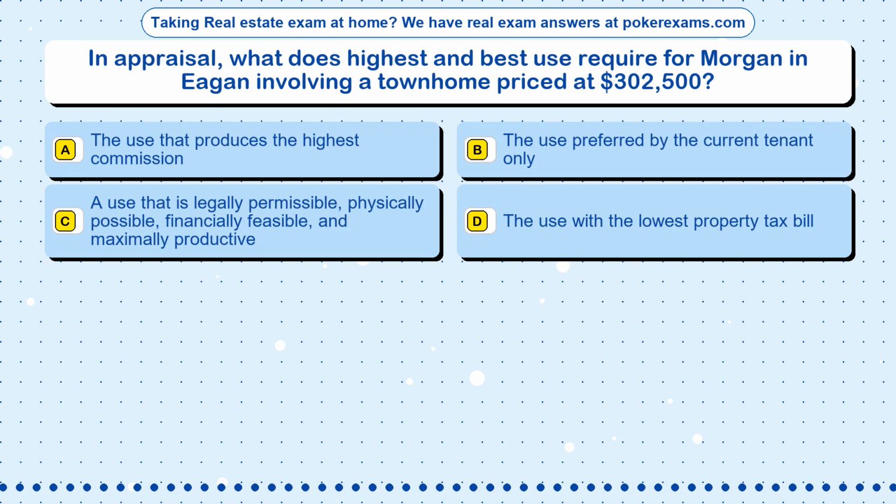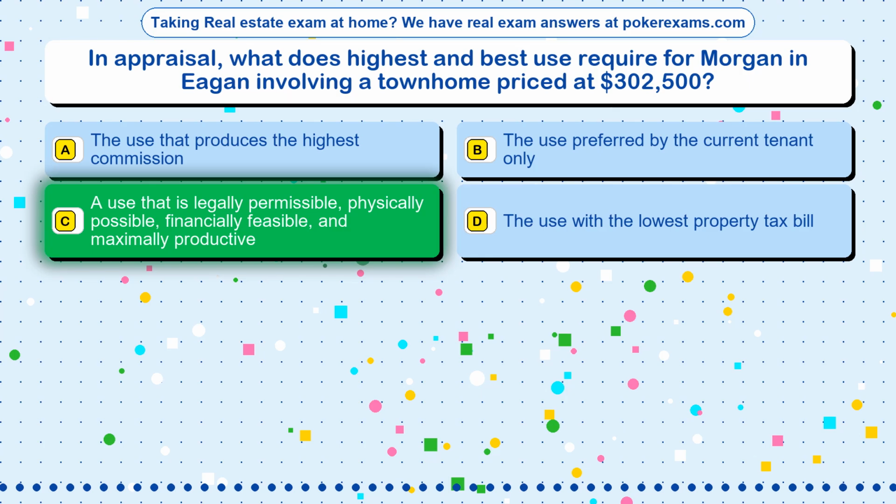Question 11. In appraisal, what does highest and best use require for Morgan & Egan involving a townhome priced at $302,500? Option A, the use that produces the highest commission. Option B, the use preferred by the current tenant only. Option C, a use that is legally permissible, physically possible, financially feasible, and maximally productive. Option D, the use with the lowest property tax bill.